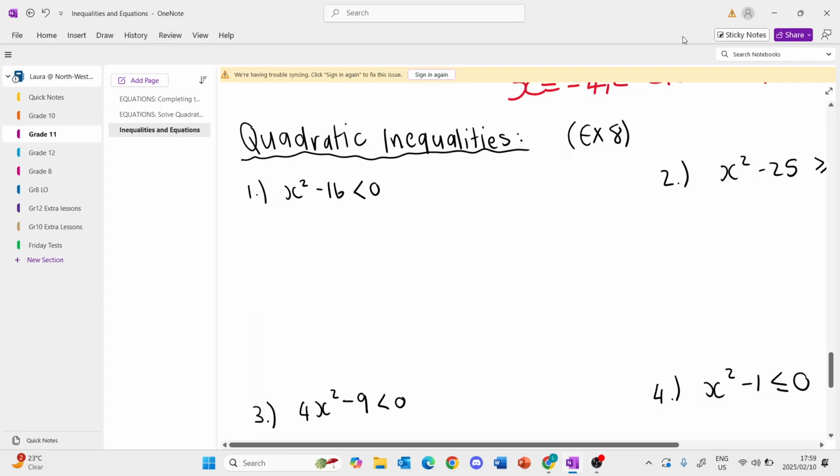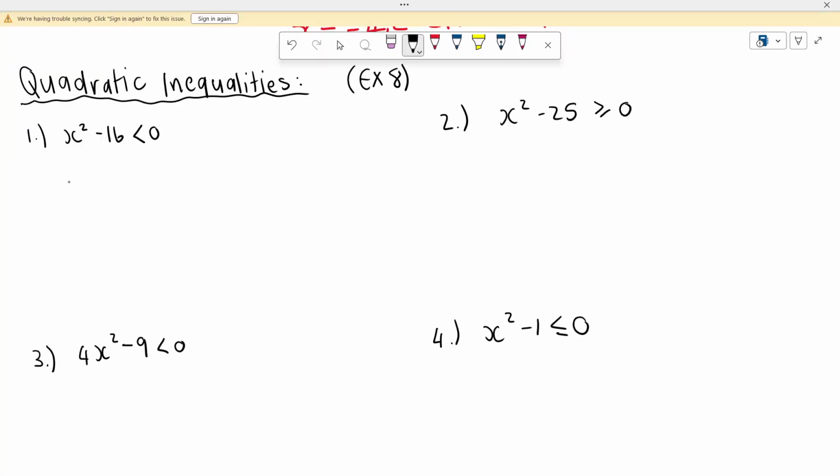Okay, hello grade 11s. Let's quickly do this. This is now for exercise 8. So, this one, the question says, solve for x and illustrate your answer on a number line. Make a rough sketch of a parabola for each question to help you find the answer. All right.